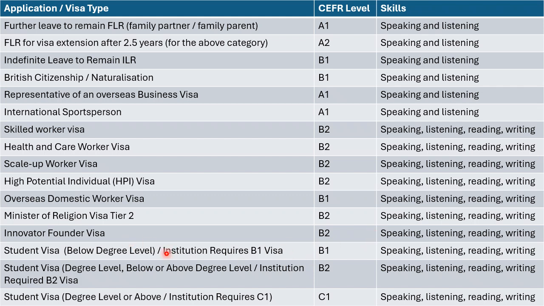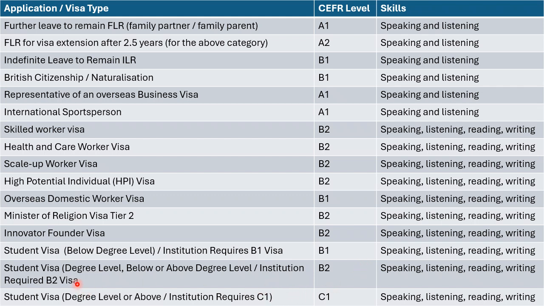Now, please try to understand those people who are applying for student visas, this is what they have to do. If you are applying for a student visa for study which is below degree level, and the institution requires B1, then you have to do B1, but that is for speaking, listening, reading, and writing. Every student visa has 4 skills, remember. If you are applying for a student visa at degree level, below or above degree level, sometimes the institutions want B2. So then you have to do B2, with speaking, listening, reading, and writing modules.